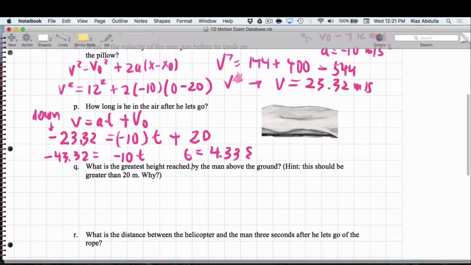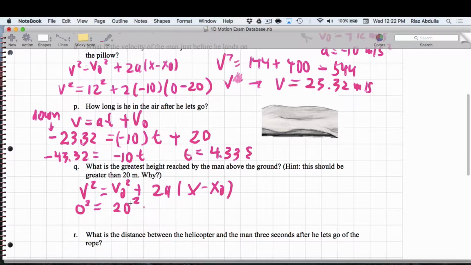And then what is the greatest height reached by the man above the ground? This should be bigger than 20 meters because he has an initial upward speed. So let's just go ahead and get that. And we can actually say here v squared equals v naught squared plus 2a times x minus x naught. And let's be really clear here. 0 is the final speed.